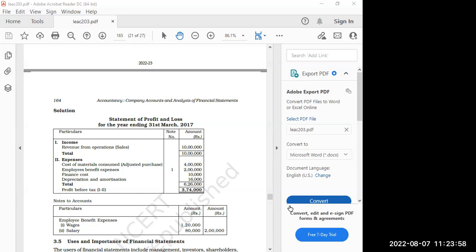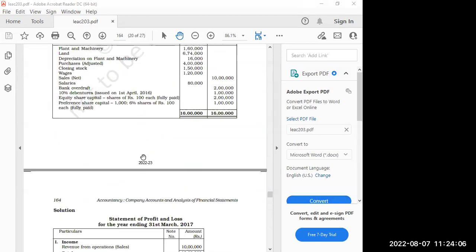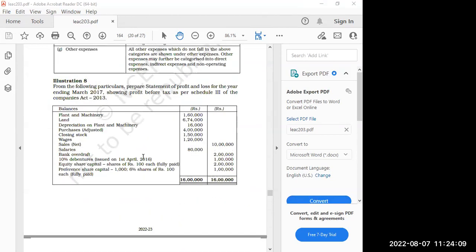The change in inventory. We don't have change in inventory, so I'm not writing it. Okay. Next one is employee benefit expense. What are the employee benefit expenses there in the question? Check it. Salary how much? 1,20,000. And wage 1,50,000. Anything else is there?